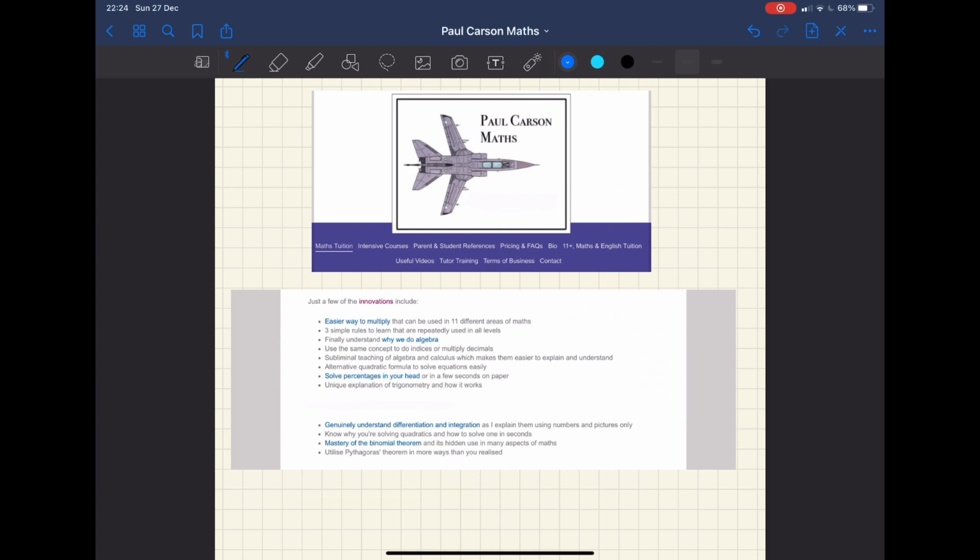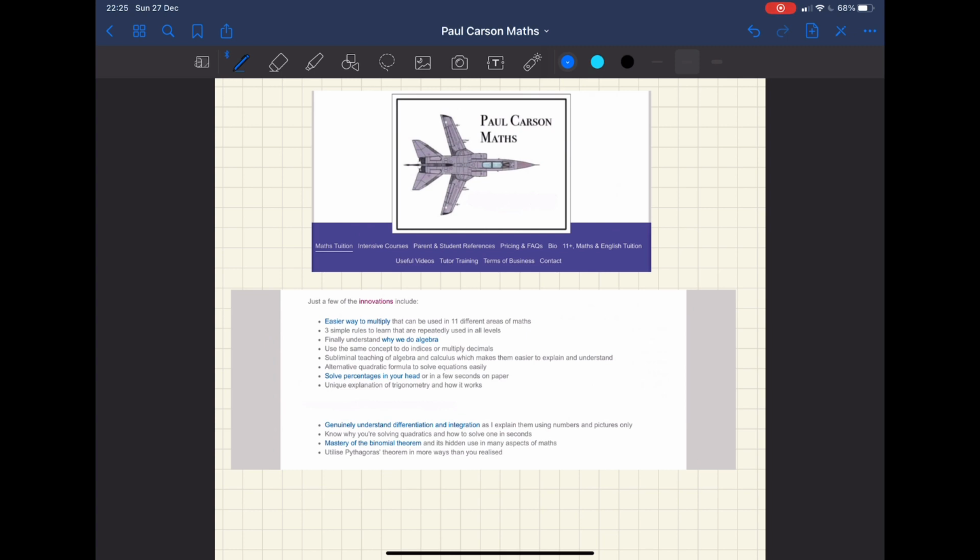Use the same concept to do indices or multiply decimals. So this is one of the rules which we'll come to in this lesson. And there are 2 things that appear different, multiplying decimals or doing indices, uses the same rule. And the point about this line is that a lot of things in maths are connected, and in school they're taught as if they're all separate. But the goal of maths is to see things that don't appear to be connected and connect them. So that's what this course does.